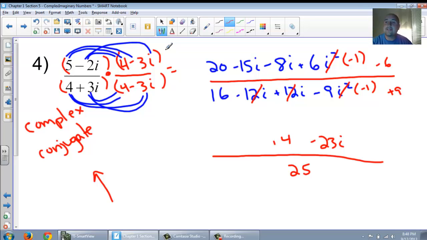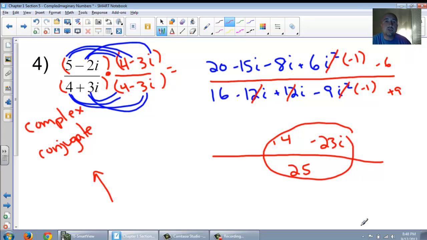Okay. The last step you need to look at is as long as all three of these numbers cannot be simplified, you are good. There is not a single number that goes into 14, 23, and 25, so this would be our final answer. Okay.